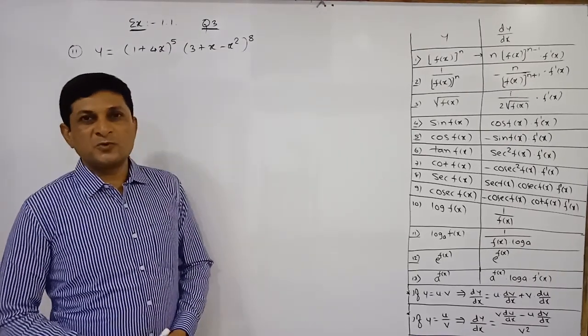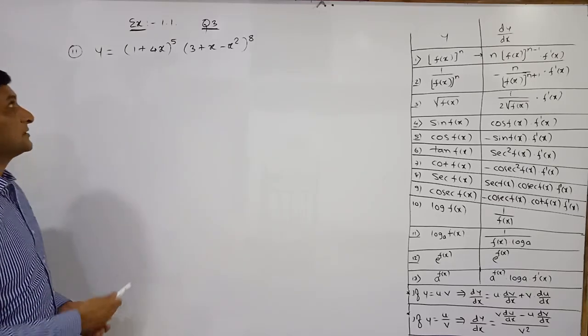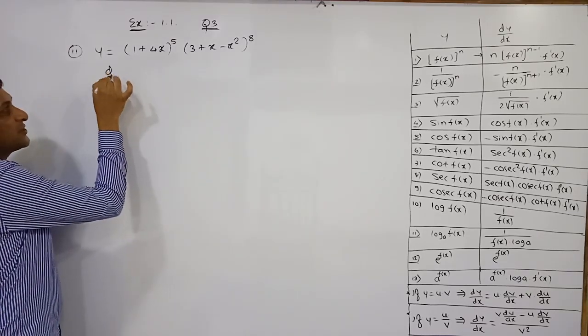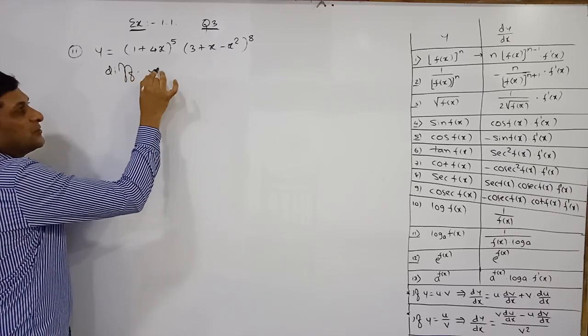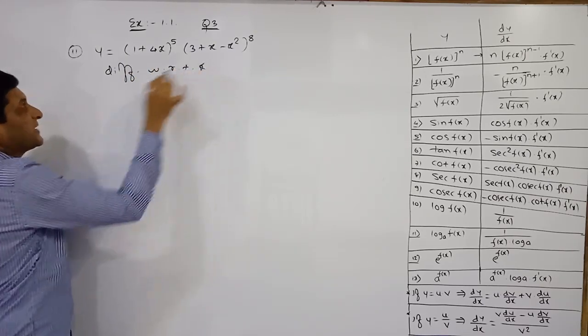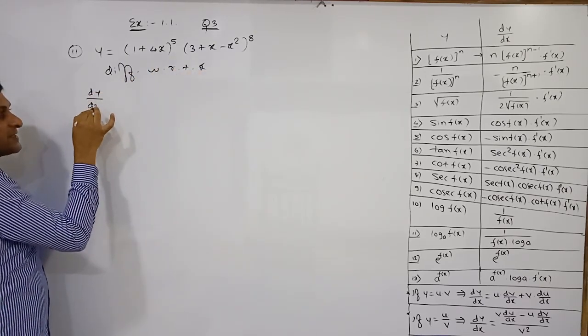Now let us try to solve example number 2. The given function is already written here. We are differentiating it with respect to x. So dy upon dx is equal to.